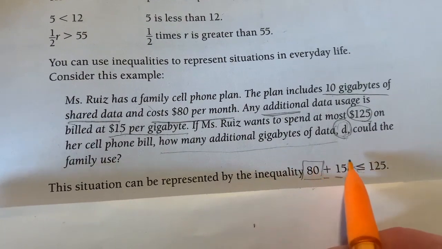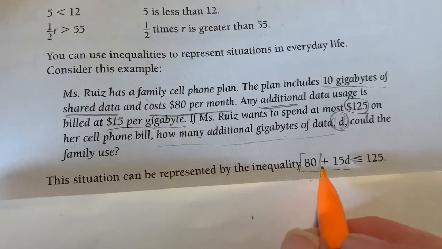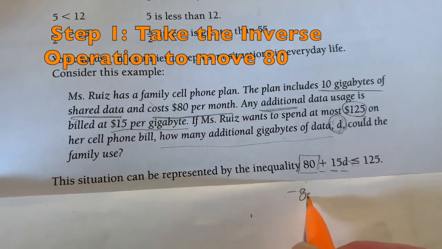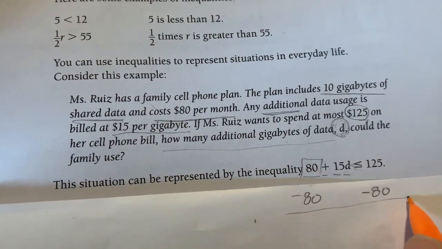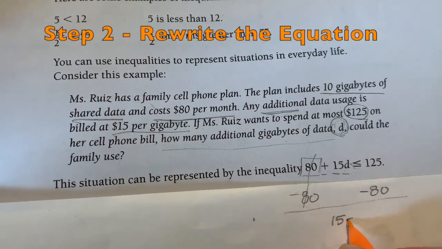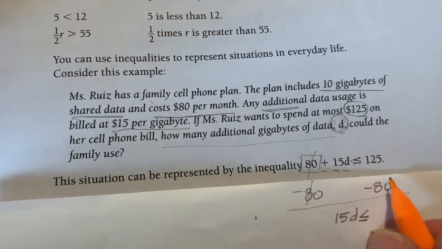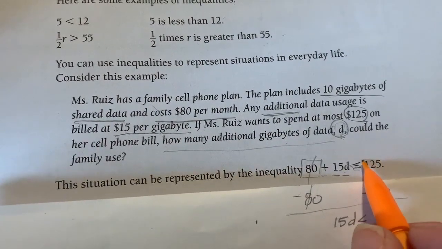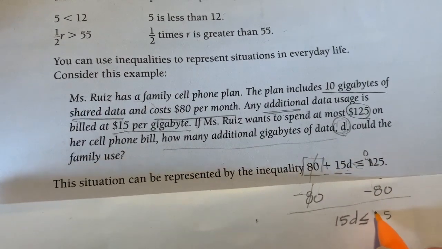So if we're going to solve for D in this situation, what we have to do is we have to get the 80 on the other side. So here I'm going to subtract 80, and what we do to one side, we're going to do to the other side. So these two will essentially cancel out, and on this side I'm left with 15D is less than or equal to 125 minus 80. We have 5 minus 0 is 5. We can't do 2 minus 8, but we can regroup, and we can do 12 minus 8, which is 4.